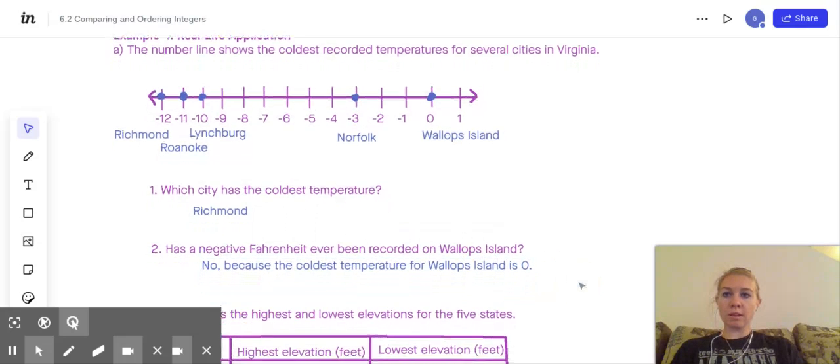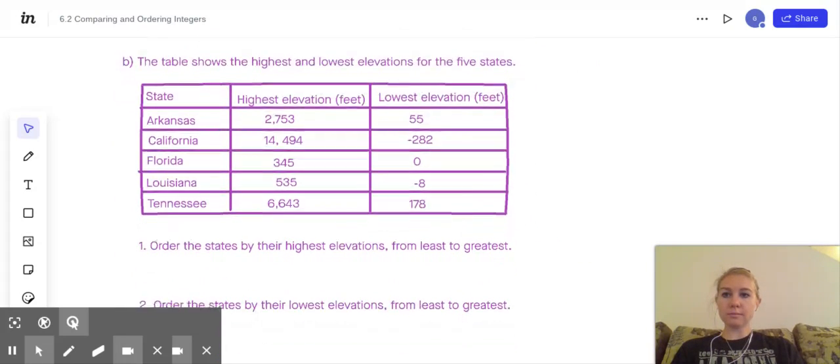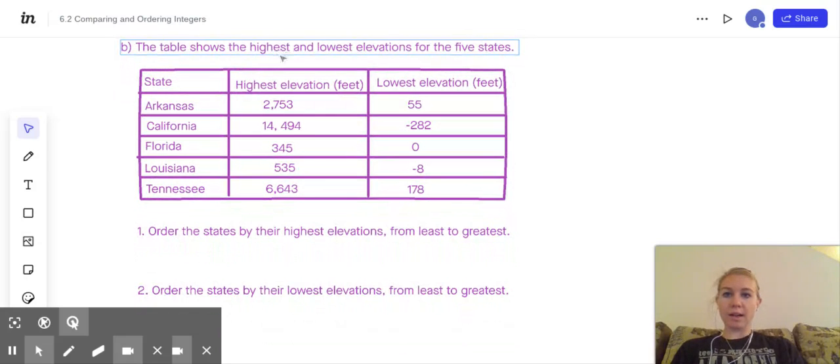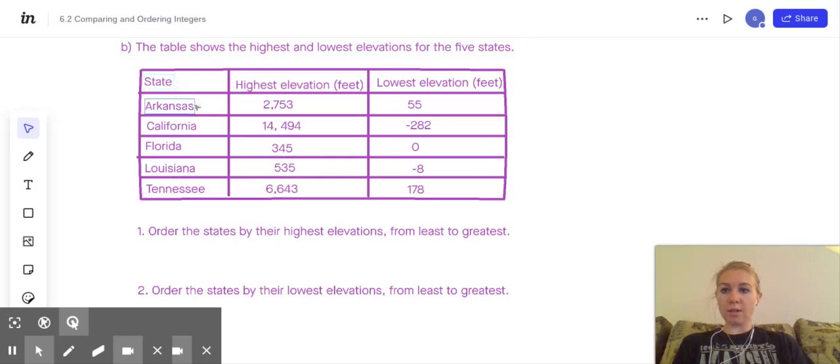Okay, let's try another real life problem. Problem B says the table shows the highest and lowest elevations for 5 states, where elevation is how high up above sea level you are or how far below. It's talking about how far away you are from sea level. Over here on the left we have the states: Arkansas, California, Florida, Louisiana, and Tennessee. Then we have the highest elevation for those states, and then the lowest elevation, and we are measuring in feet.